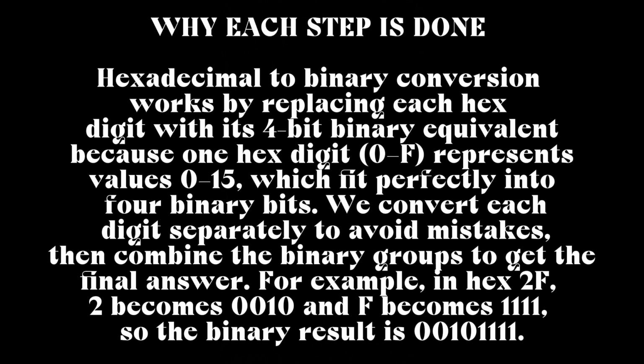Hexadecimal to binary conversion works by replacing each hex digit with its 4-bit binary equivalent, because one hex digit, 0 to F, represents values 0 to 15, which fit perfectly into 4 binary bits. We convert each digit separately to avoid mistakes, then combine the binary groups to get the final answer. For example, in hex 2F, 2 becomes 0010 and F becomes 1111. So the binary result is 00101111.